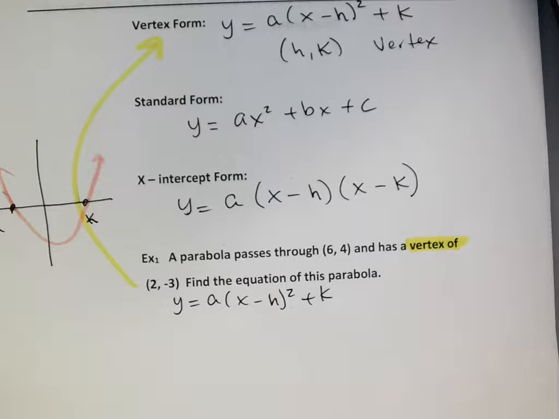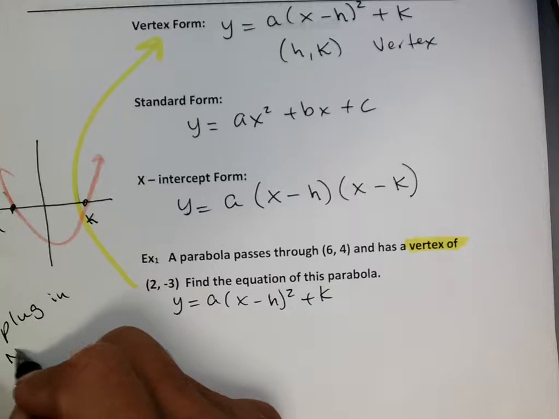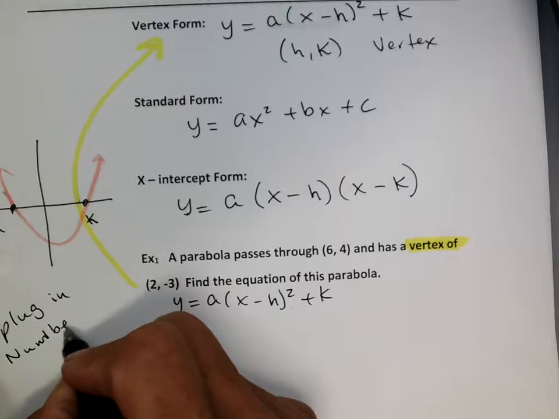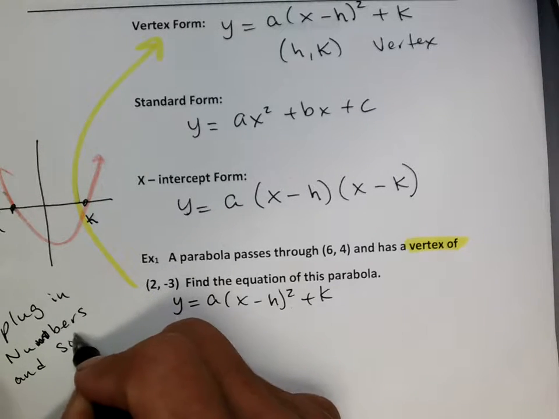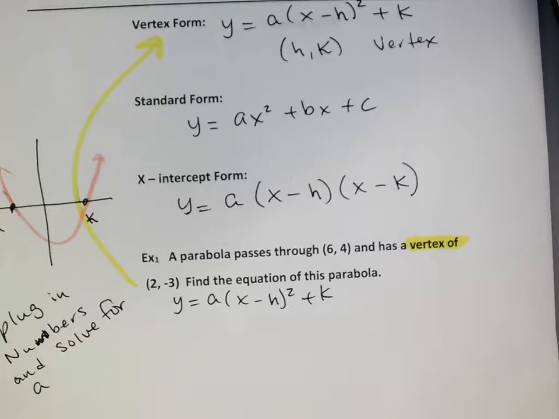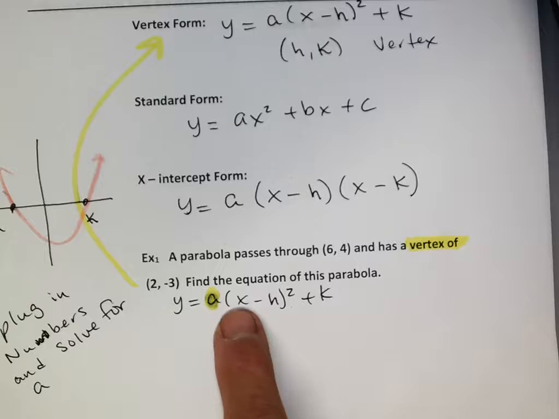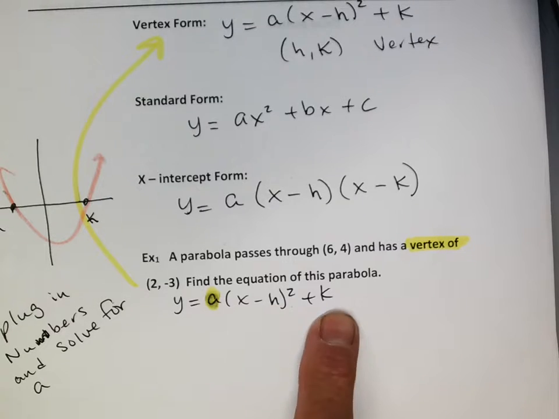And now what I've got to do with this is somehow find that one, okay? So what I want to do is plug in the numbers I know, and we're going to try and solve for A, the value of A. We want to find A, because I already know an X, I already know a Y, actually I already know an H, I already know a K.